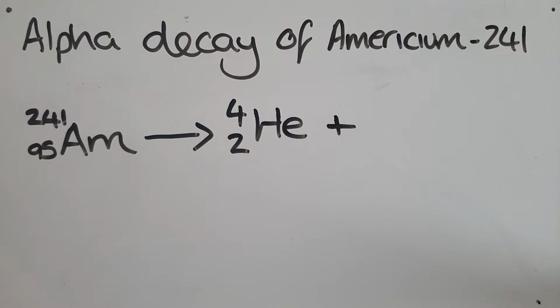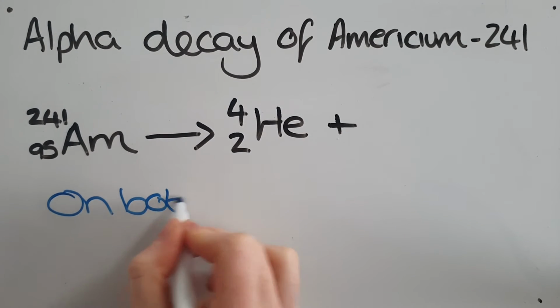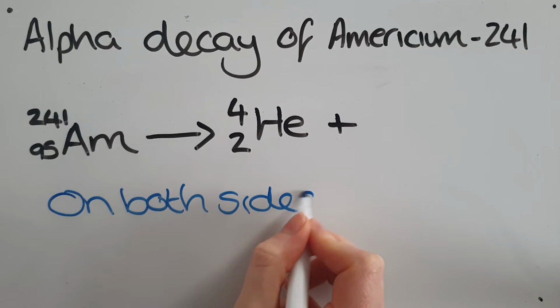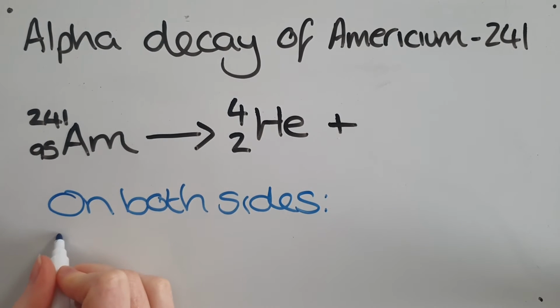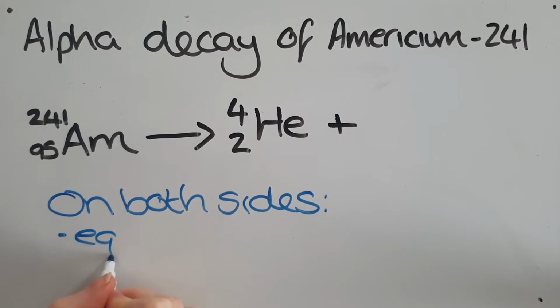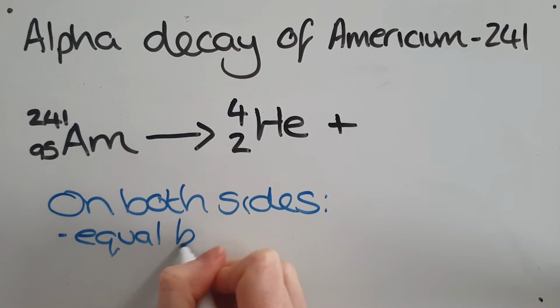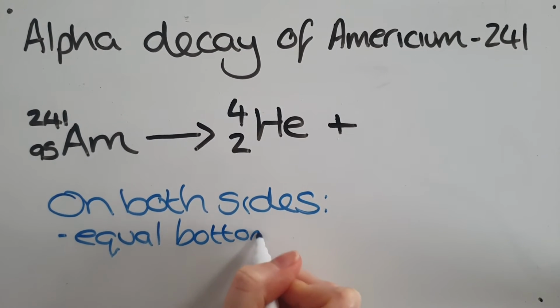Now the main tip to follow is that on both sides, the bottom number has to be equal to each other. So equal bottom numbers, or atomic numbers if you want to remember it that way.